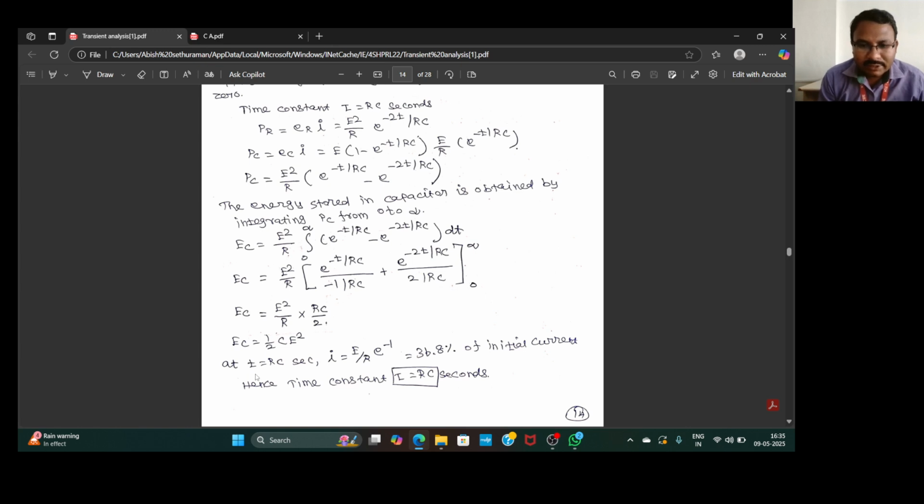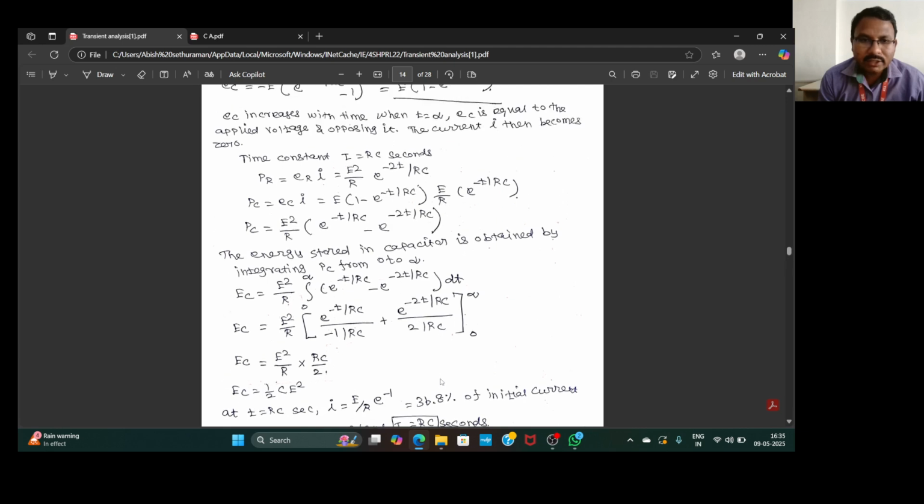When t is RC seconds, the value of I is E divided by R into e power minus 1. So 36.8% of the initial current is obtained. Hence, the time constant tau equals RC seconds.